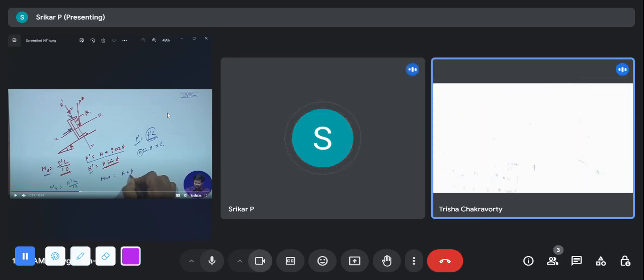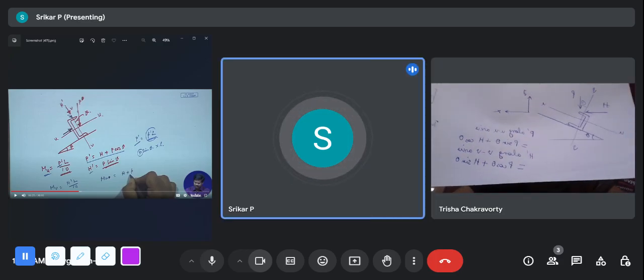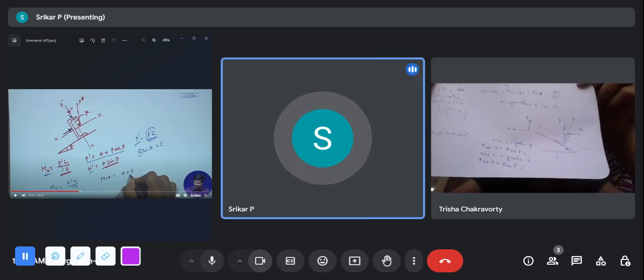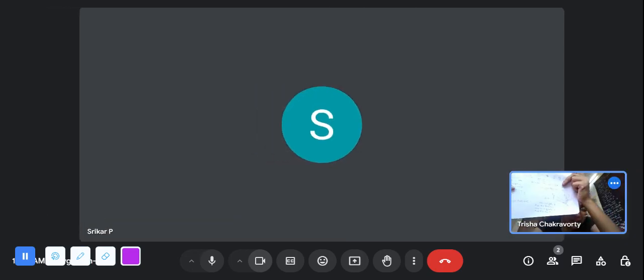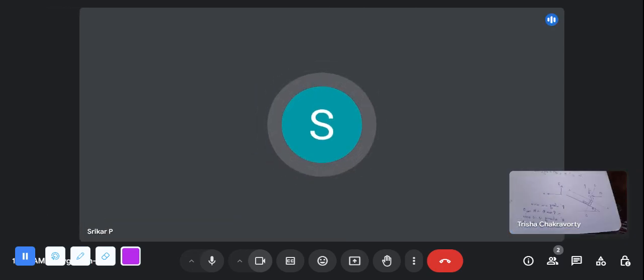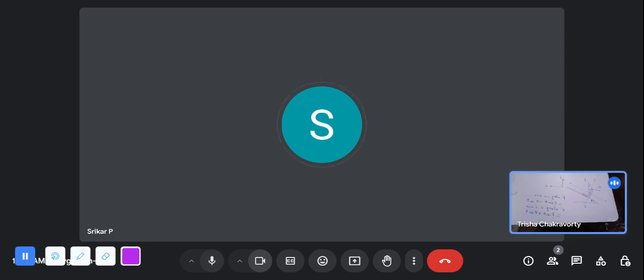Wait, is it visible? Once I stop sharing, I can see your image. Okay, but it is coming as a mirror image. Can you make this out? Yes, I can see this. So there should be a P sine. In P dash and H dash, both P and H should come, right?